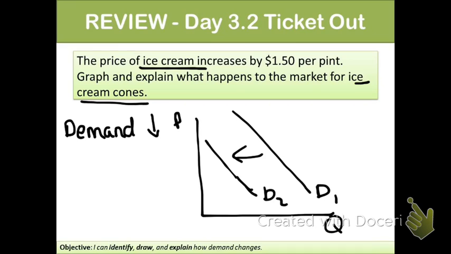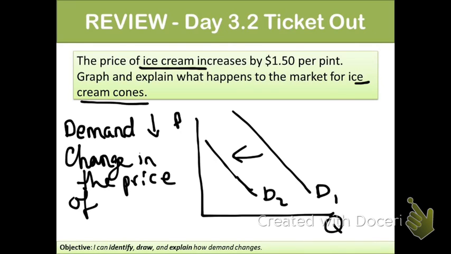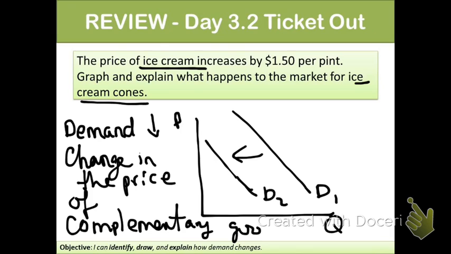And the reason is because of a change in the price of complementary goods. So this is a lot like the first one that we did on the do now. Complementary goods. And that's it.